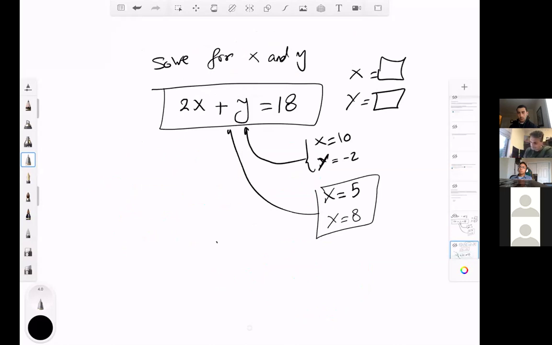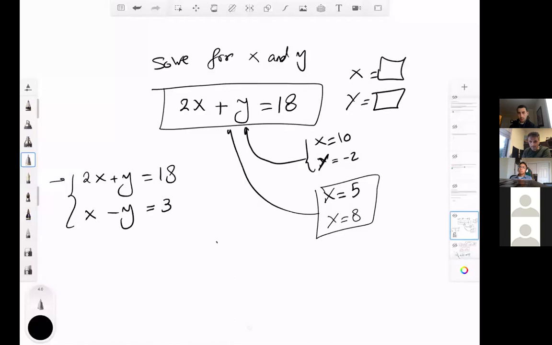So now 2x plus y equal to 18 and x minus y equal to 3. So now we are dealing with two equations, correct? This is one, that's another one. And we have two unknowns, x and y. So this is possible to solve. We cannot just solve it in a few seconds, but we are able to solve it.